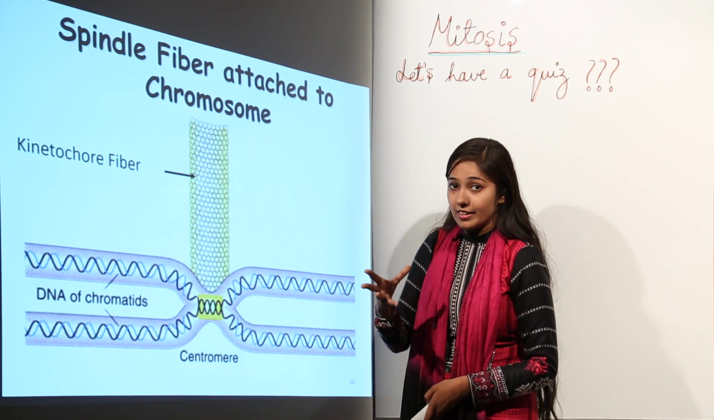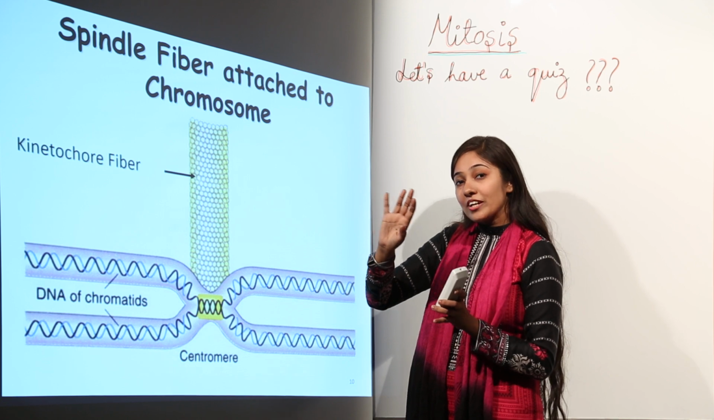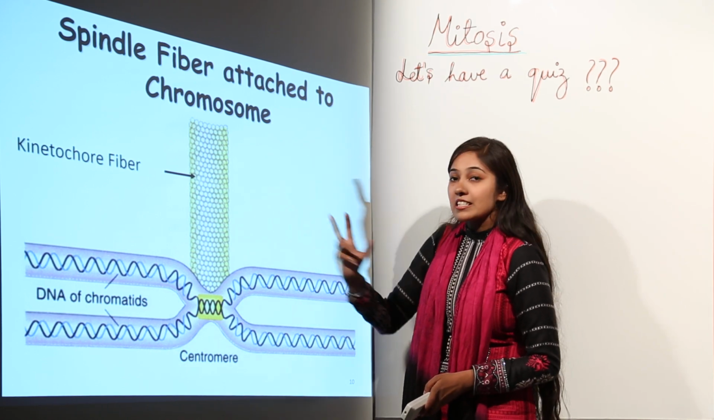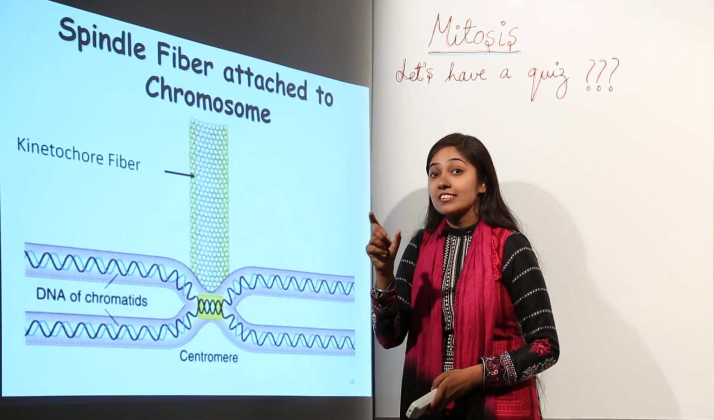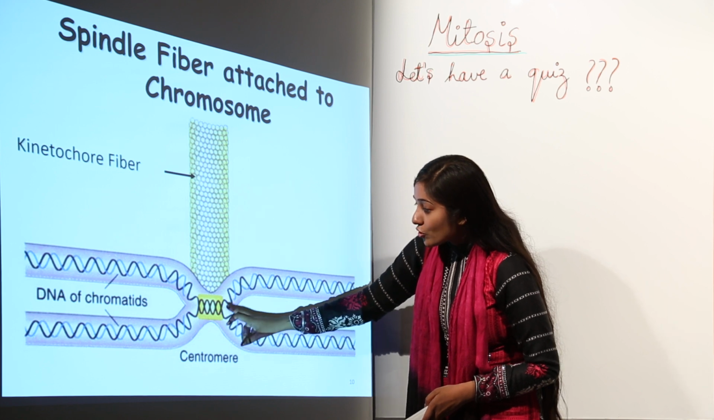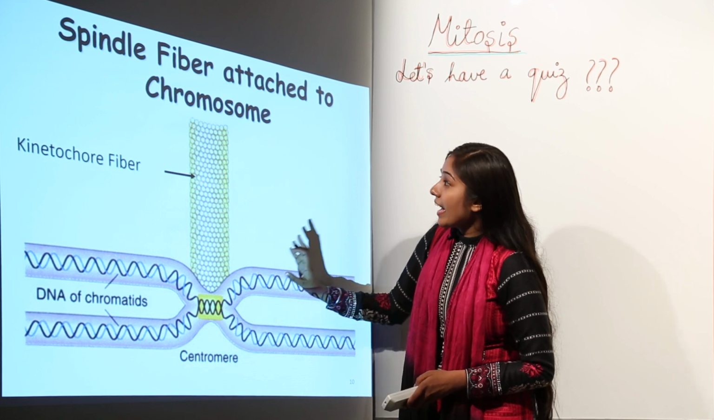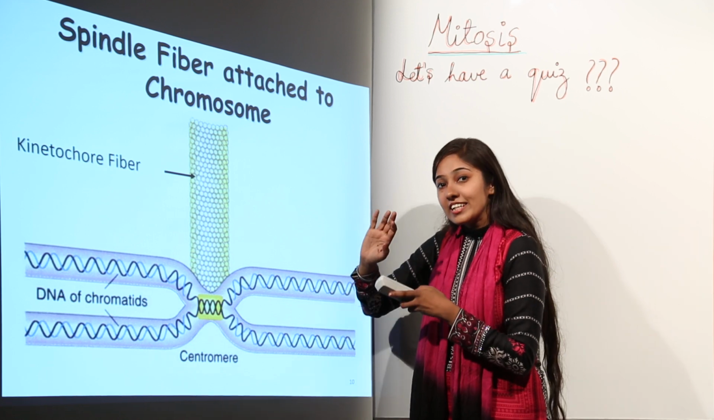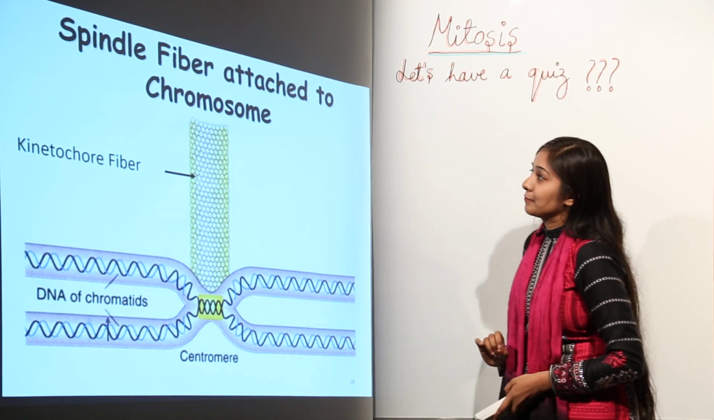During the anaphase stage. When the chromosomes are going to move back to the poles of the equator, this kinetochore fiber, which has some special proteins that we have discussed, the kinesin protein, attaches to the centromere region of the chromosome, and this is how this helps the chromosomes to reach the poles of the cell.